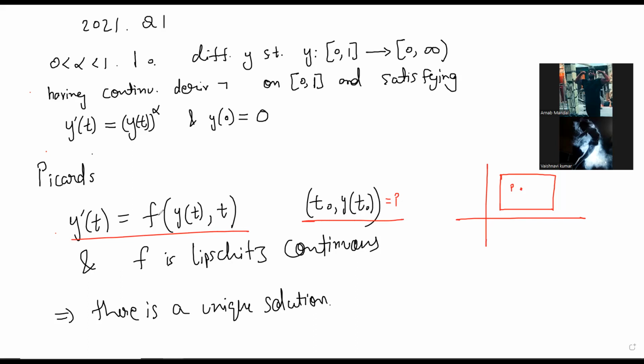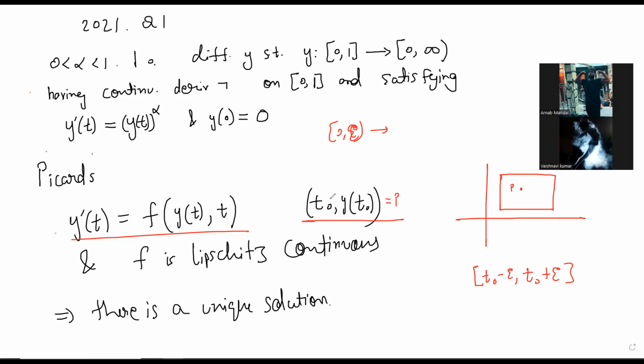this F was Lipschitz continuous. We get a unique solution, but the condition was that there is an epsilon such that in this neighborhood, you get a unique solution. In our case, that will mean that in 0 to epsilon, there is a unique solution.